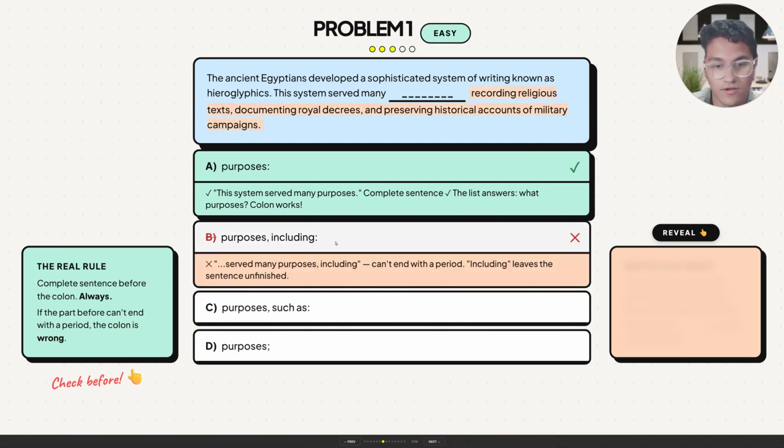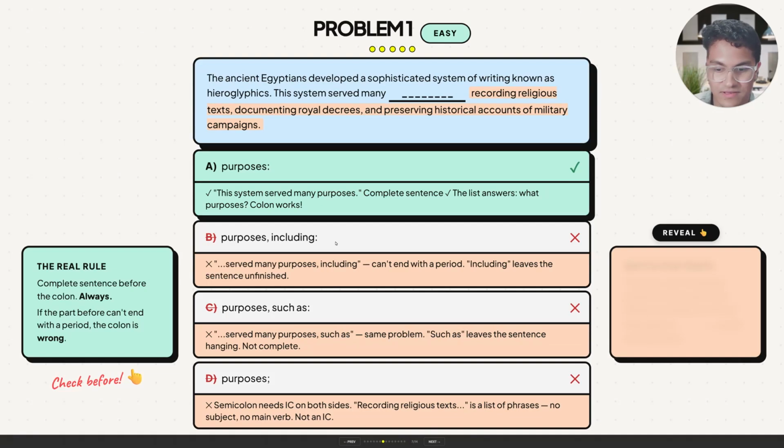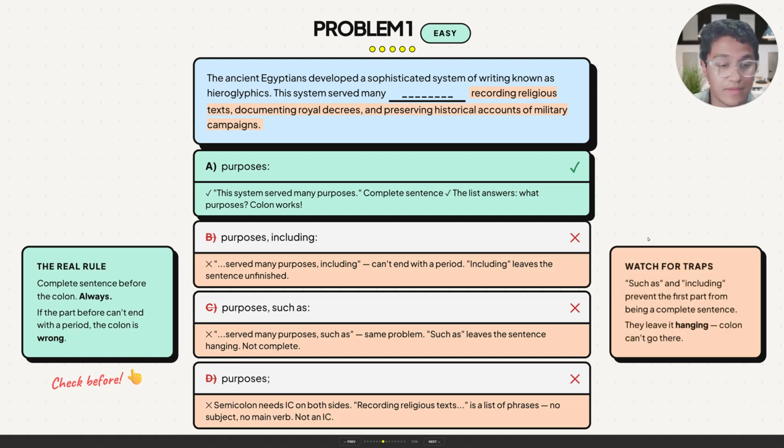B, once again, is wrong, since the "including" makes this part incorrect. Same with "such as." D, however, is wrong, since "record" the second half first is not a complete sentence, nor does it connect as strongly as the colon on these two parts. And make sure to watch out for these traps, such as "and" "including," since they can prevent the first part from being a complete sentence.